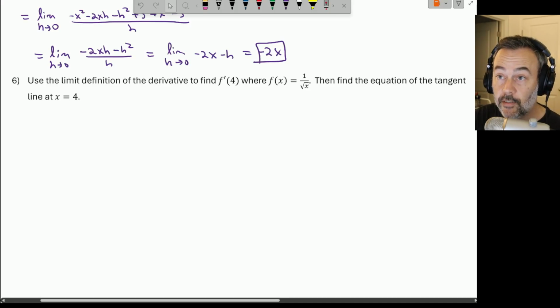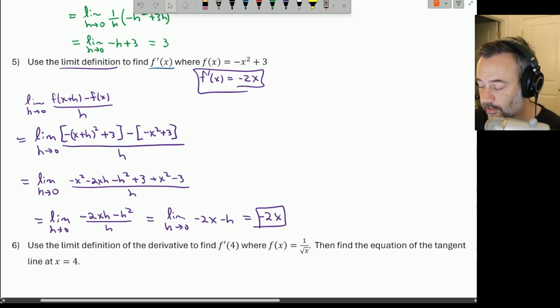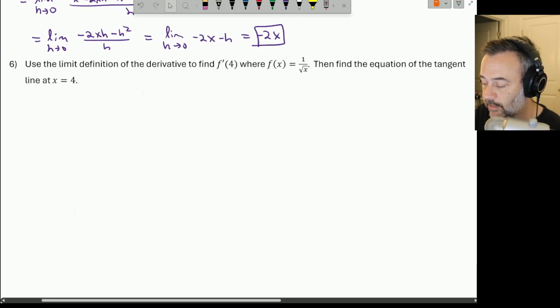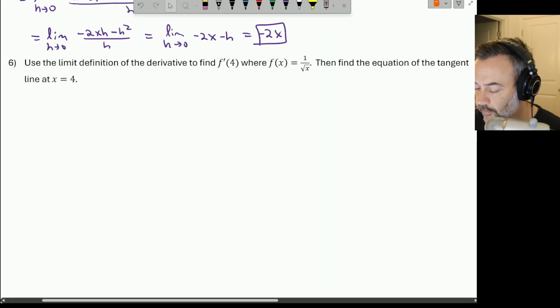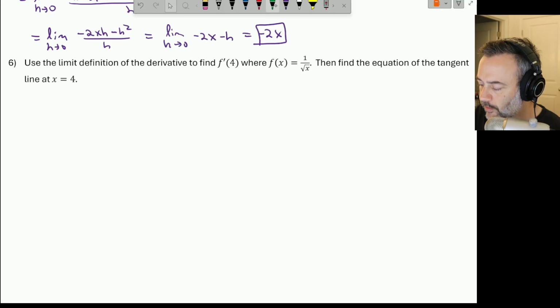All right, let's do question number 6 from this review document. I just finished 5, so let's do 6. This one's a little bit longer, so it'll be on its own video. Let's grab, I don't know, I'm feeling like using red. Why not? Find f prime at 4, where f of x is 1 over root x. Okay, so that's going to be a little bit more work. Then find the equation of the tangent line at x equals 4. Okay, we can do that.